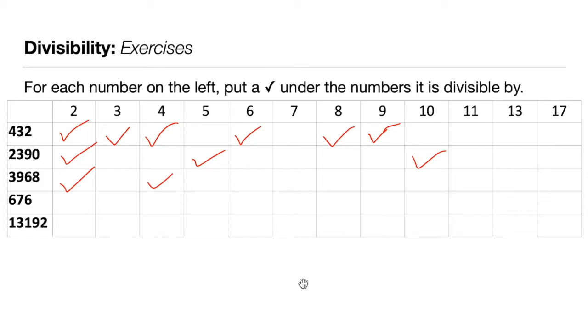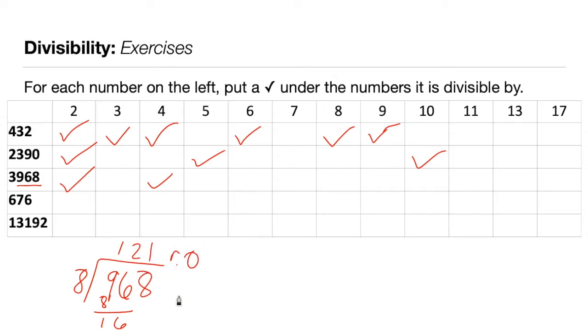Is it divisible by 8 though? Let's check 968, the last three digits. Is 968 divisible by 8? This is 1, we have 8 here. Carry down the 1, and then we have 6. This is 2, this is 0, this is 1. Remainder 0. Since there is no remainder, we can say that 3,968 is divisible by 8.